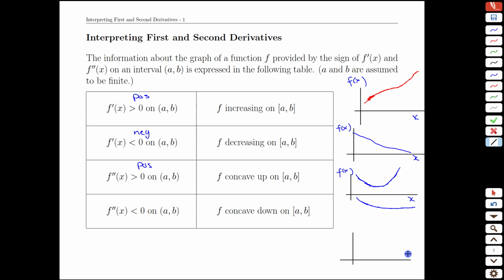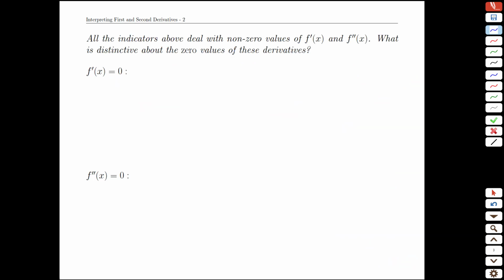Concave down, same idea. That's where the second derivative is negative. And in that scenario, we'd have curves like this. Or again, possibly a curve that flattens out but is still concave down. Now we make a quick note that all of those examples dealt with non-zero values of those first and second derivatives. What can we say about the zero values? What happens when the first derivative of a function is zero?